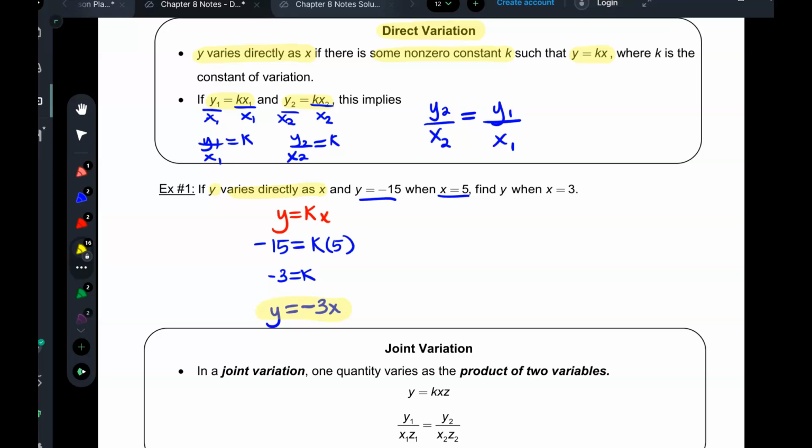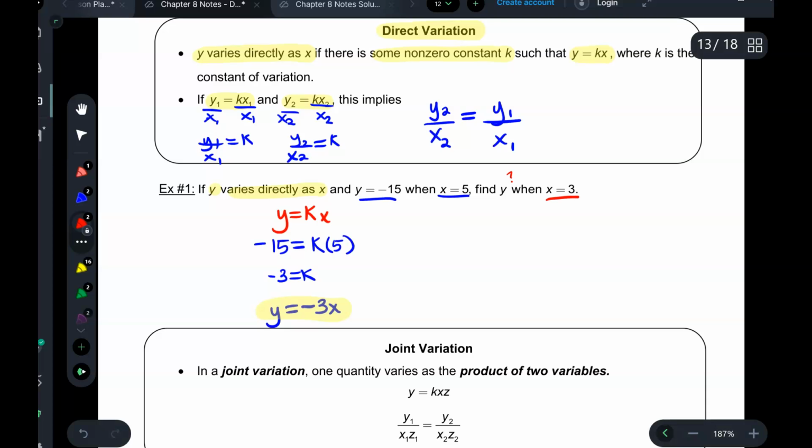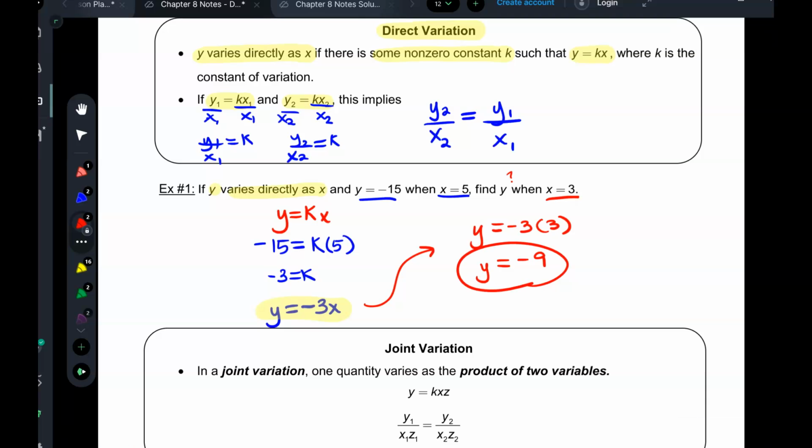Okay? Now, we want to find out what y is when x equals 3. Well, we're just going to plug in. So I want to figure out what y is when x is positive 3. What do we get for y? Negative 9. Okay. So what did we do? First, we figured out the constant of variation. Then if we plug that k back in, that gives us the equation relating the two. Then we plug in 3, and we get negative 9.